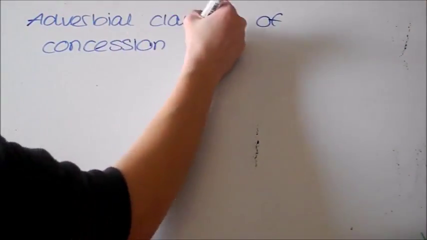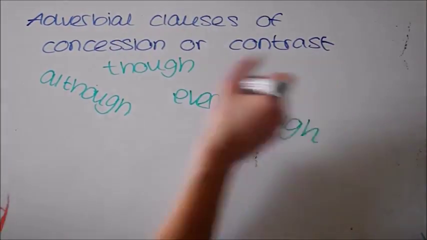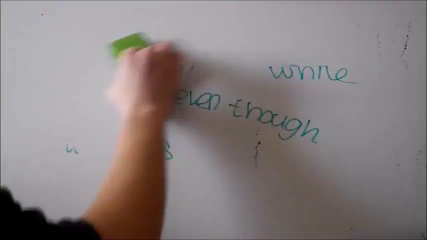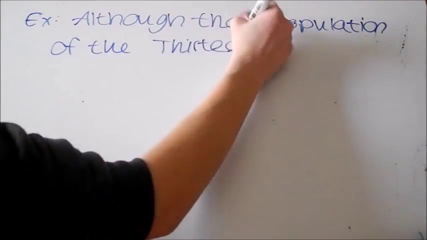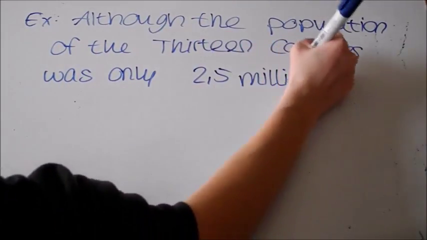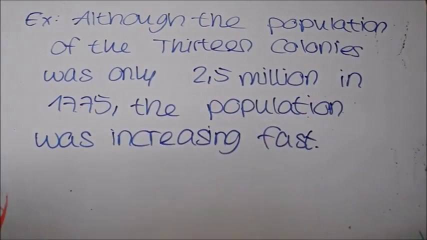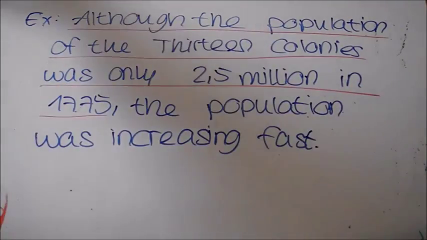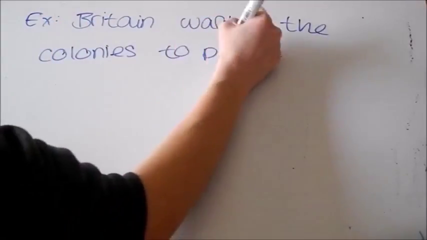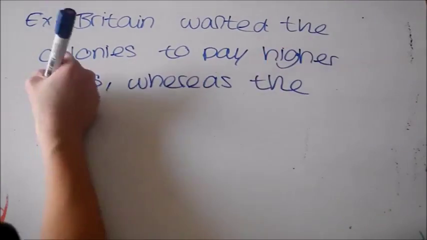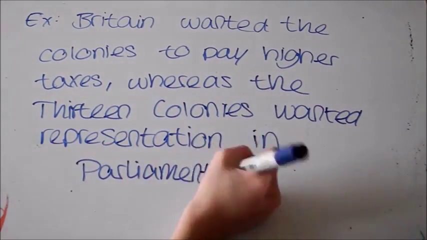Adverbial clauses of concession or contrast: although, though, even though, while, whereas. Although the population of the 13 colonies was only 2.5 million in 1775, the population was increasing fast. Or, Britain wanted the colonies to pay higher taxes, whereas the 13 colonies wanted representation in Parliament.